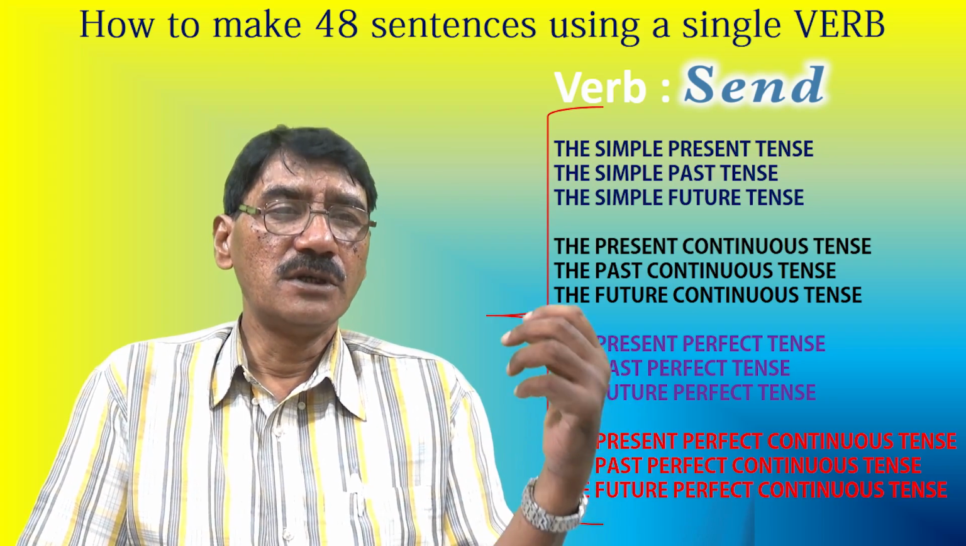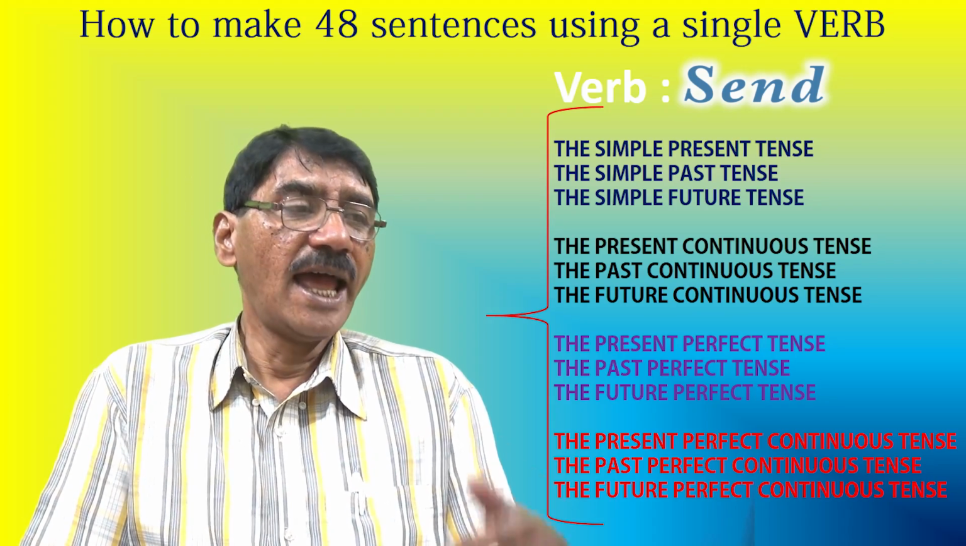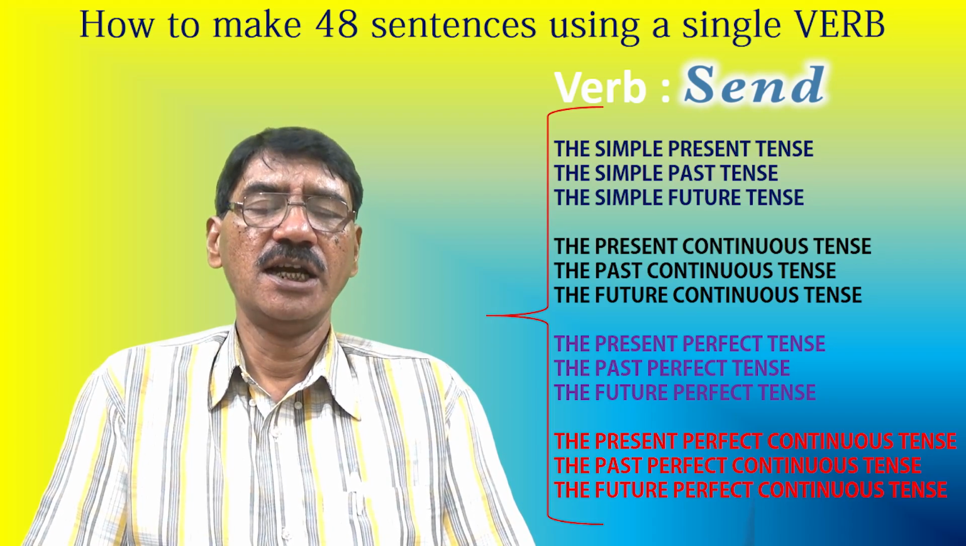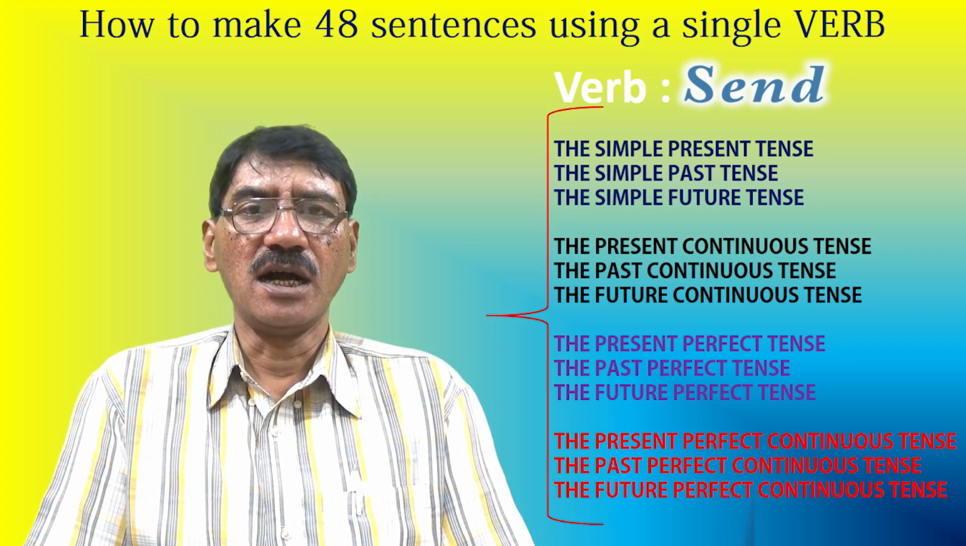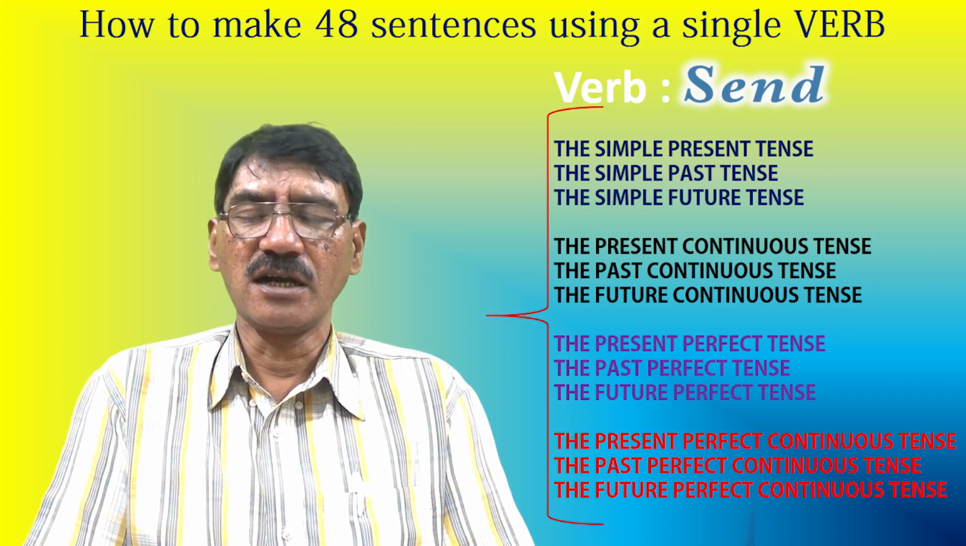She has been sending cards. She hasn't been sending cards. Has she been sending cards? Hasn't she been sending cards? She had been sending cards. She hadn't been sending cards. Had she been sending cards? Hadn't she been sending cards?